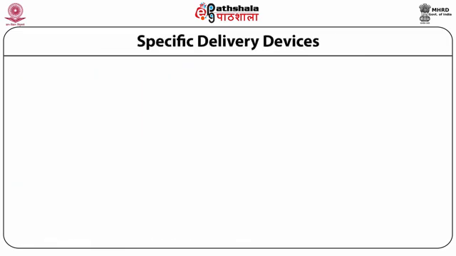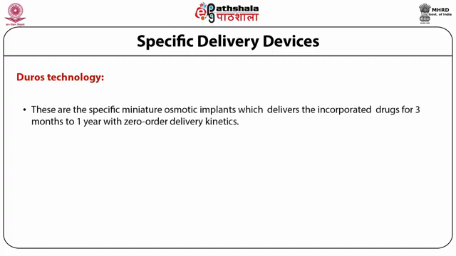Now come to the last category. So you already learned in the beginning that this osmotic active drug delivery system comes from three categories. One is implantable, another one is oral. Now this one is the last. It is a specific delivery device. Examples are DUROS technology. So what is DUROS technology? These are specific miniature osmotic implants which deliver the incorporated drug for 3 months to 1 year with zero order controlled release kinetics. So it is an implant.